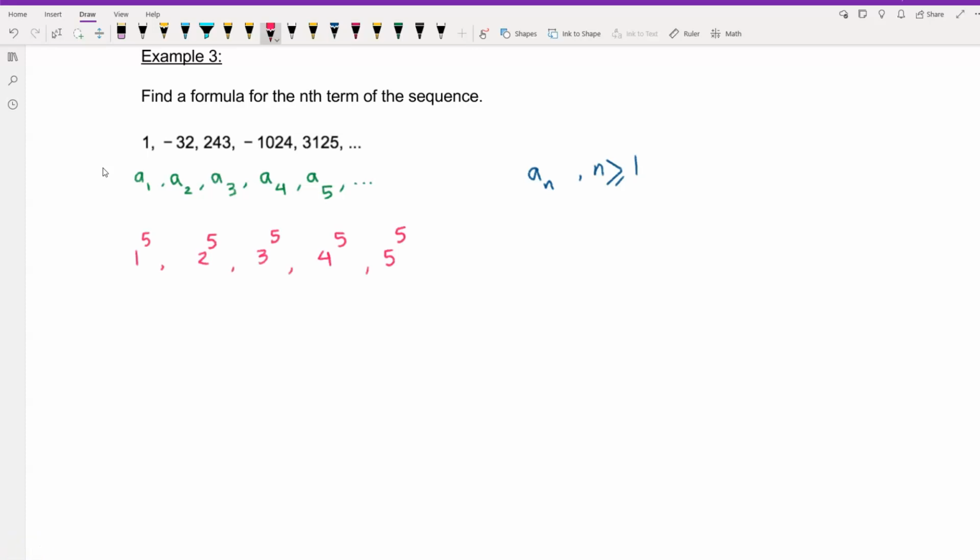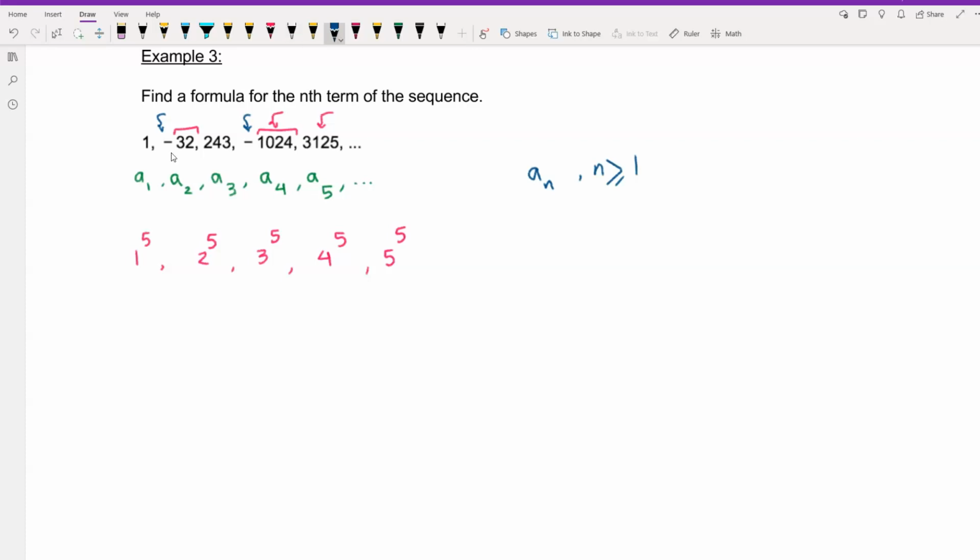For A1, that is 1. For A2, we have negative 32. Let's first use just 32, that is 2 to the 5th power. Then A sub 3 is 243, and that is 3 to the 5th power. Here we have negative 1024, so without using the negative sign we have 1024, which is 4 to the 5th power. And 3125 is 5 to the 5th power. But the point is that each term alternates sign: positive, then negative, again positive, negative, and again positive.